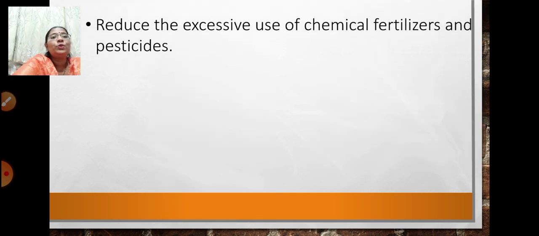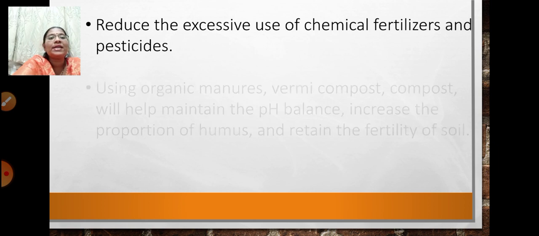Other things also, that is how you can reduce soil degradation. To stop the soil degradation, reduce excessive use of chemical fertilizers and pesticides. Yes, see, in today's time there is a lot of demand for many things. Even food demand is there, food crops are needed. So to get a large quantity of crops, a lot of chemical fertilizers and pesticides are used, so that harms the quality of the soil. So you have to reduce the excessive use of chemical fertilizers and pesticides.